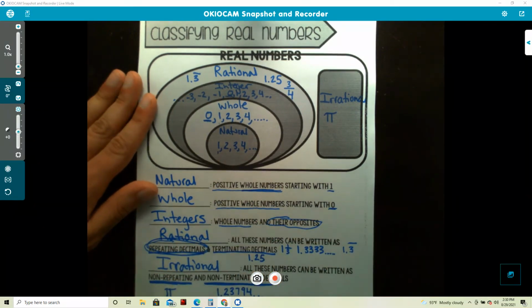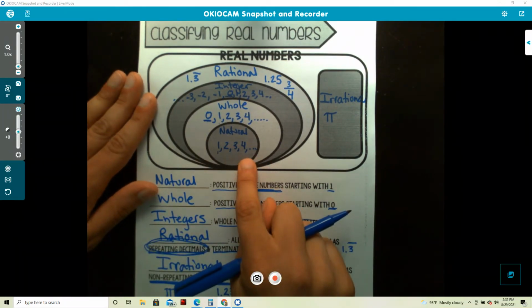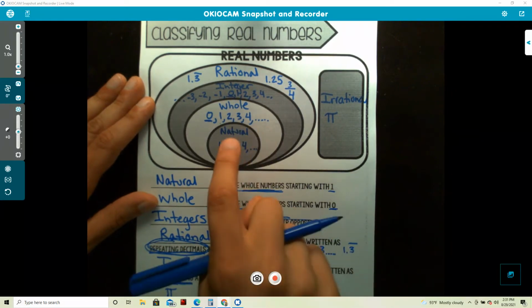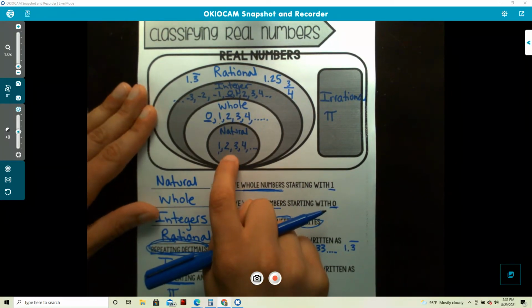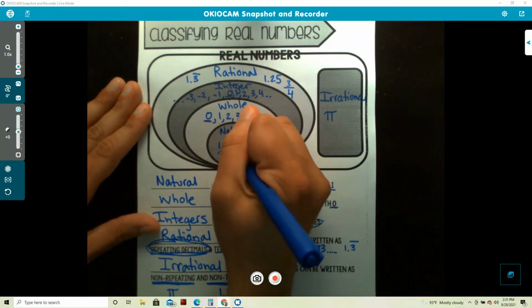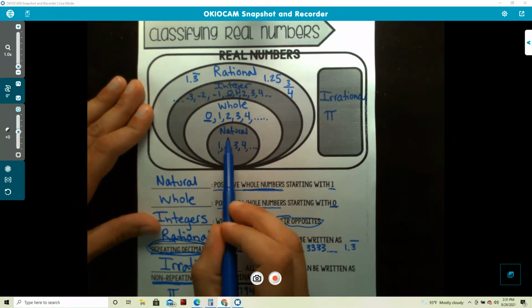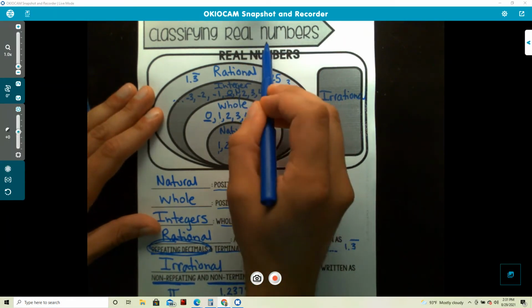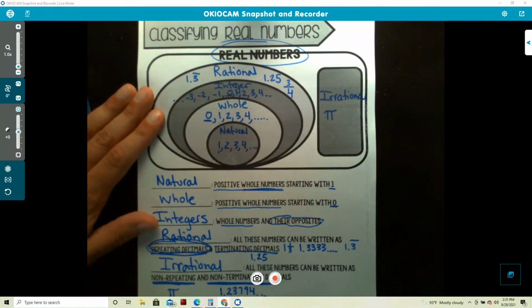So first step is you're always going to convert your number to whole number and decimal. So let's say we just had number two. We're going to start from the bottom. Does two fit into the natural section? Yes, we can stop right here. So two fits in natural. That means that two is also a whole number. It's also an integer. It's also rational, and it's also a real number.